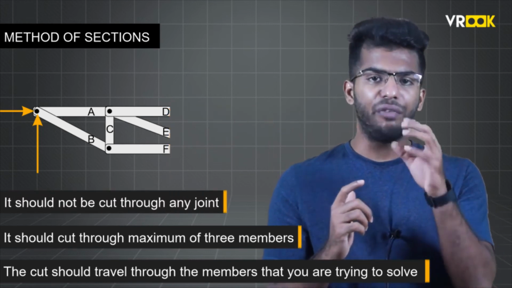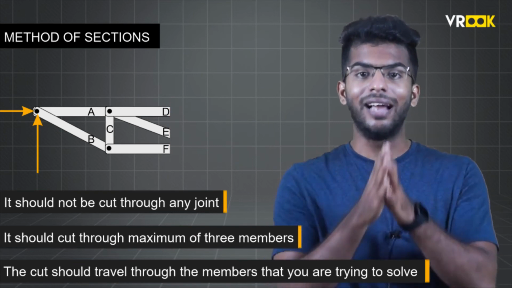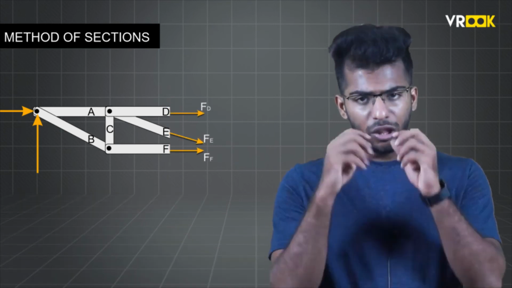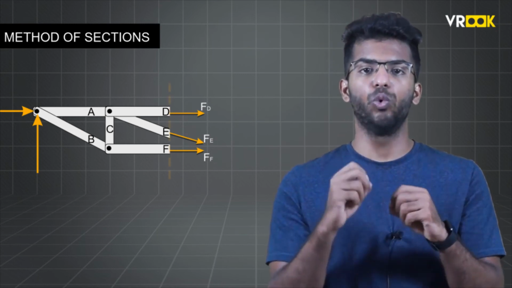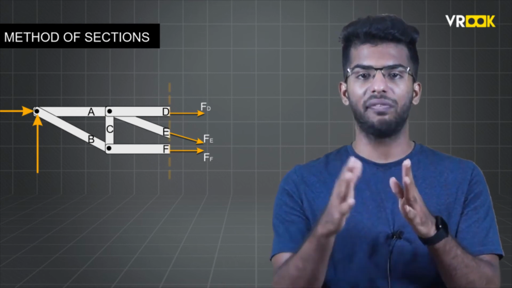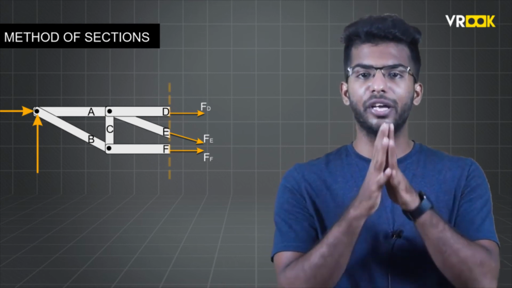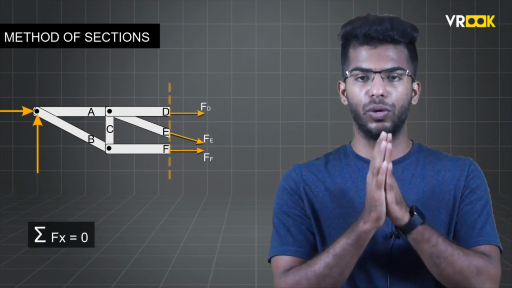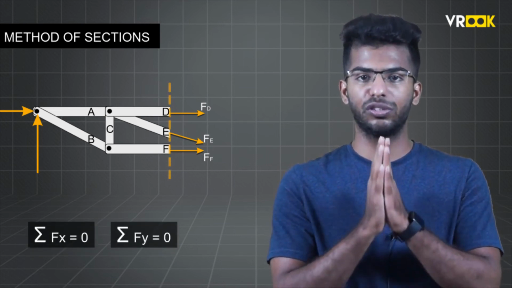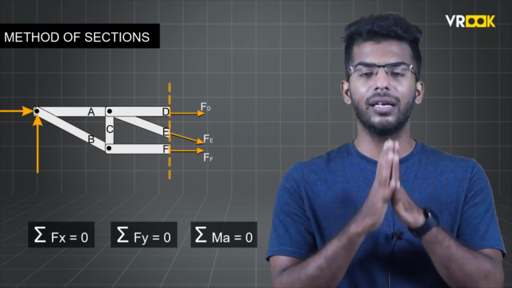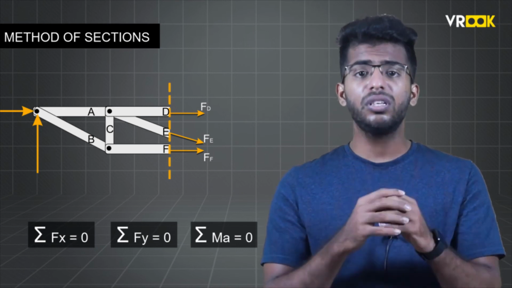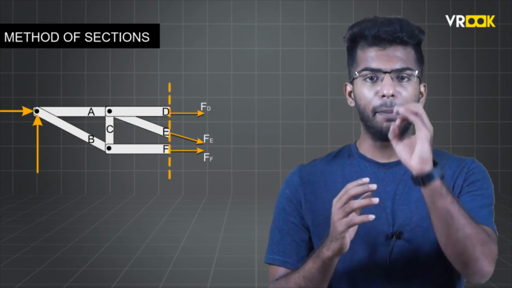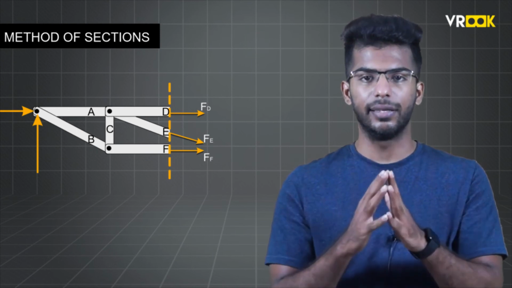Next, you will draw a free body diagram for one section and write down all the forces. The forces acting at the cut section should be properly marked. Now, write the equilibrium equations of the section. The equations you can use are sigma Fx equal to 0, sigma Fy equal to 0, and sigma M_A equal to 0. Finally, solve for the unknown forces. Through this method, you can find the forces in a particular internal member easily. This is all about the method of sections.